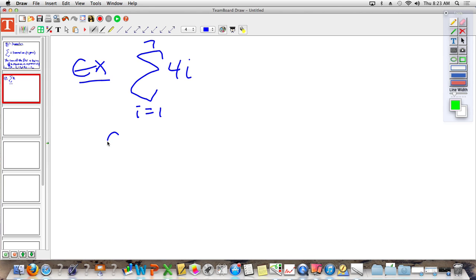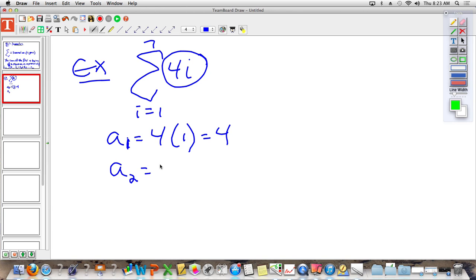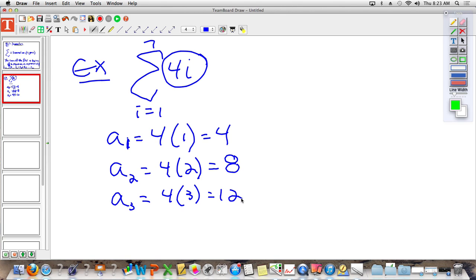So the very first term, a sub 1, is going to be equal to, this is your rule, 4 times i. Well, i for the first term is 1. So it's 4 times 1, which is 4. The second term, a sub 2, is going to be equal to 4 times 2, which is what? 8. The third term, a sub 3, is going to be equal to 4 times 3, which is 12. Do I need to keep going?